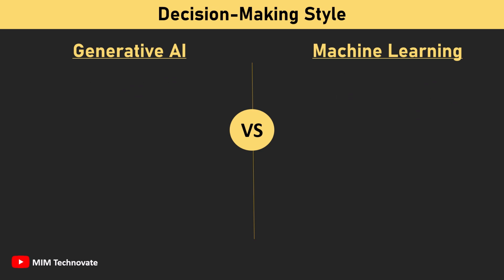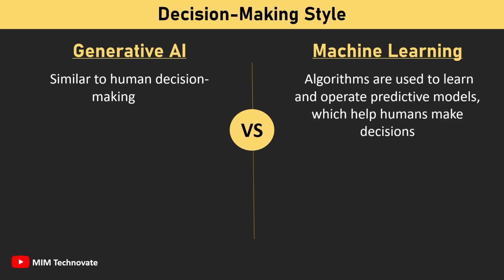Decision-making style. Generative AI is similar to human decision-making. Whereas, machine learning algorithms are used to learn and operate predictive models, which help humans make decisions.